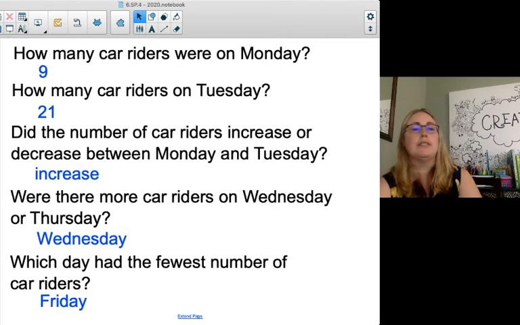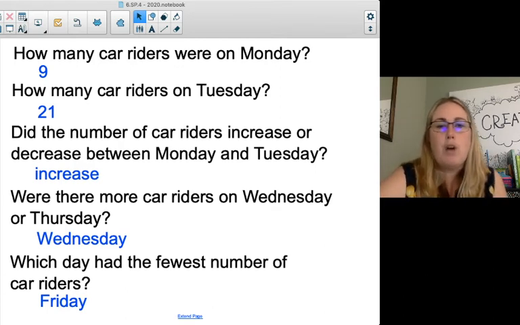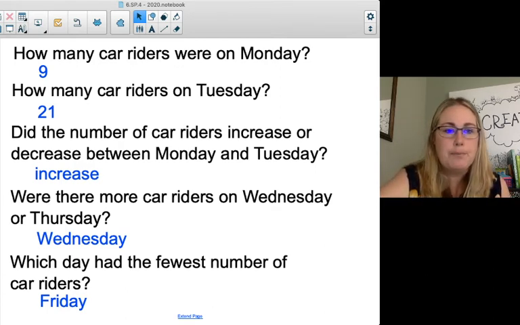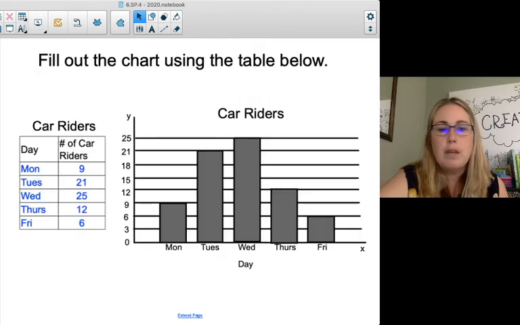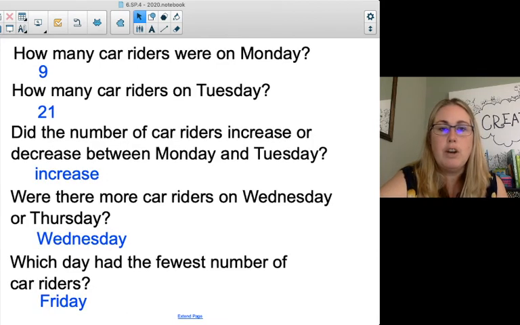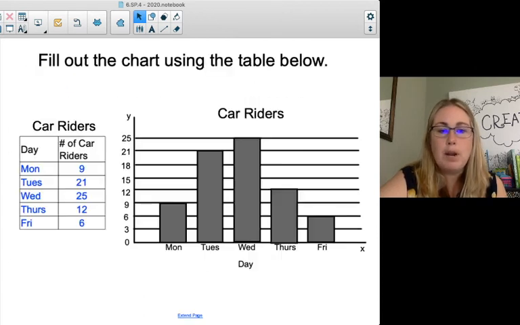Let's look at the questions. How many car riders were on Monday? If we go to our column for Monday, we can go up and find that data right here, that it's at 9, or you can use your table since you already did this and find Monday and go across and find 9. But there were 9 car riders on Monday. How many car riders on Tuesday? Same process. We can go over to Tuesday, go all the way up to the top of that column and see what line it touches, and it touches line 21.